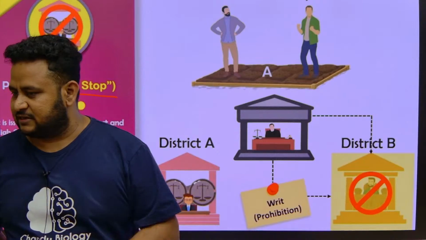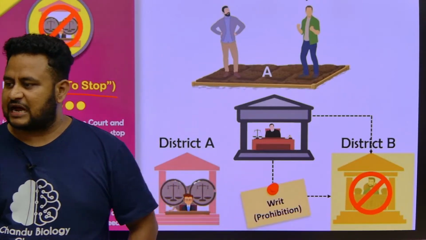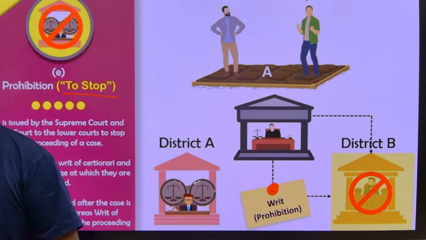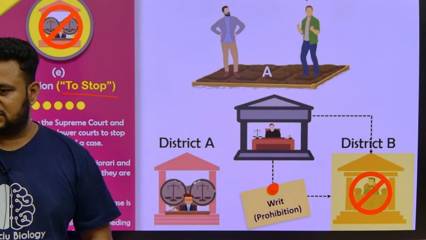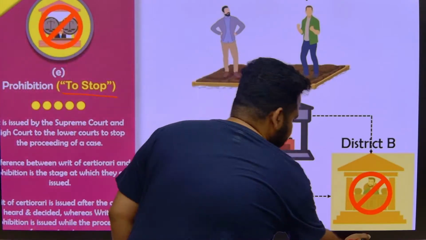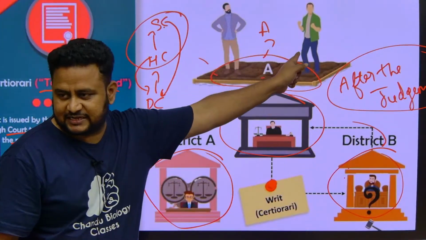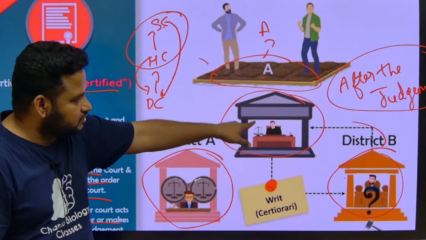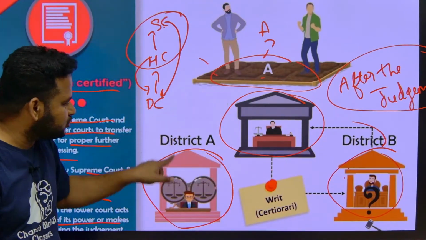After the judgment is given, what will Ram do? Ram will go to the Supreme Court. In certiorari, the Supreme Court will not issue the judgment itself. Here Shyam has won the case, but Ram says he will go to the Supreme Court because the judgment was given by district B, but the land belongs to district A.